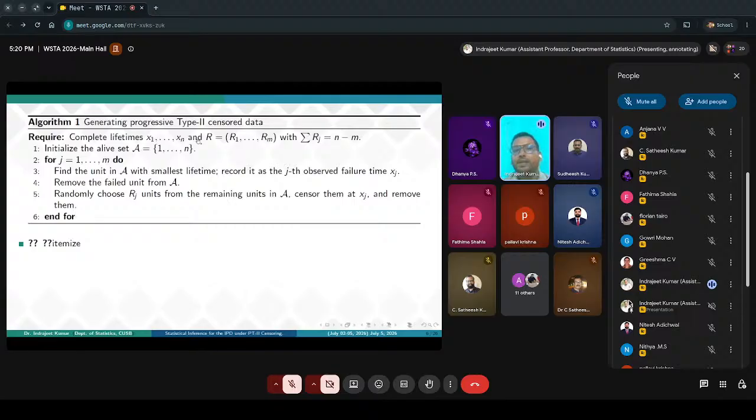Suppose we have complete data, and from that complete data, x1, x2, xn are taken under the censoring scheme. This is the complete data, and this is the removal. The removal pattern decides how we can implement that censoring scheme. At the time of the first failure, the first R1 live units can be removed, and the algorithm can be designed likewise.